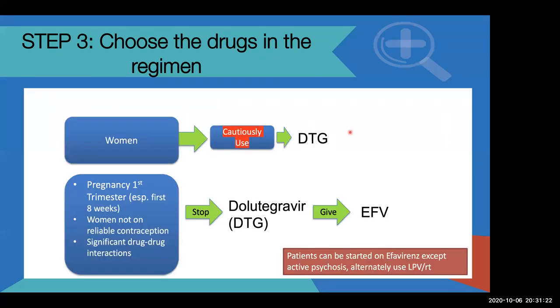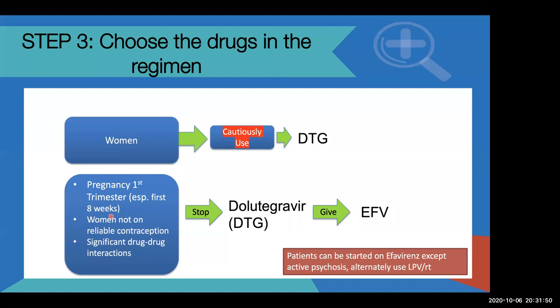Right. Where you cannot use dolutegravir is usually because of women who are very early in their pregnancy, especially the first 8 weeks, right? I know in the guidelines, they don't mention the 8 weeks, they just say the first trimester. But we generally know that the neural tube gets formed in the first 6 to 8 weeks. So by 8 weeks, it's already formed. You could still give DTG safely to women.